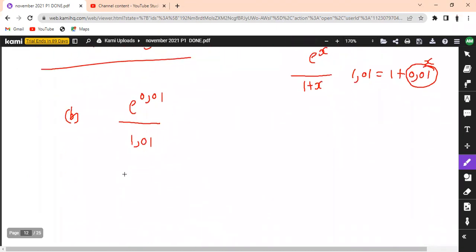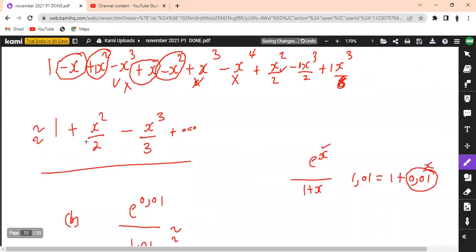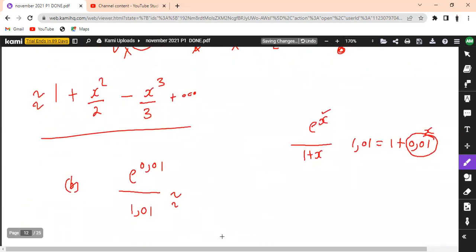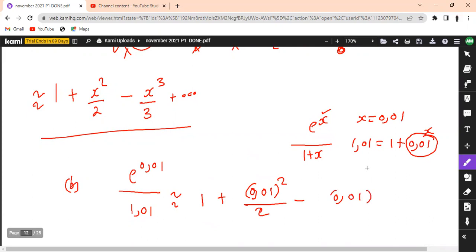So this is going to approximate to, it's a continuation, 1 plus x squared, and our x in this case is 0,01. So it will be 0,01 to the exponent of 2, everything over 2, minus 0,01 to the exponent of 3, everything over 3, and so forth. So that is going to be our approximation.